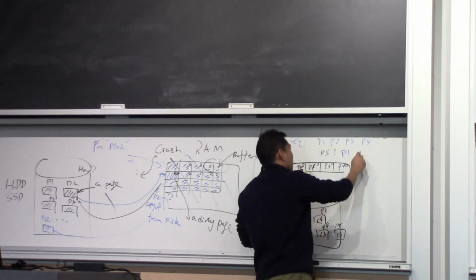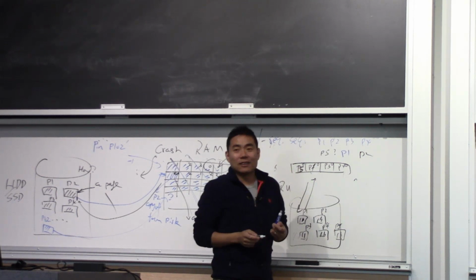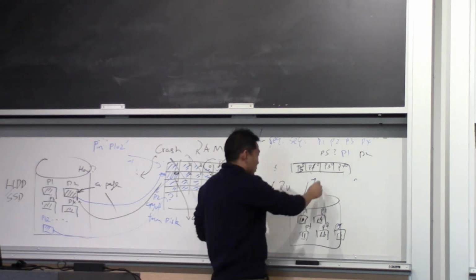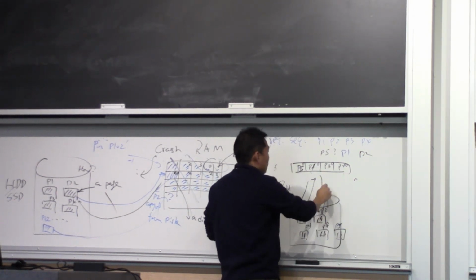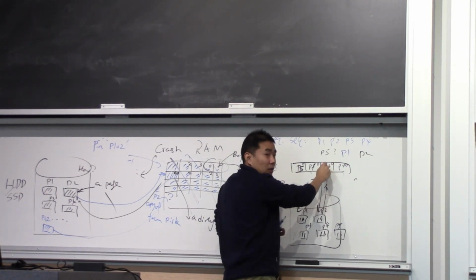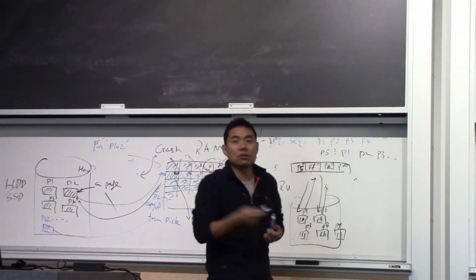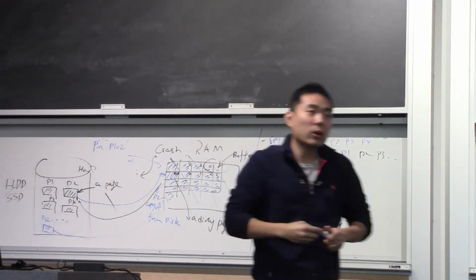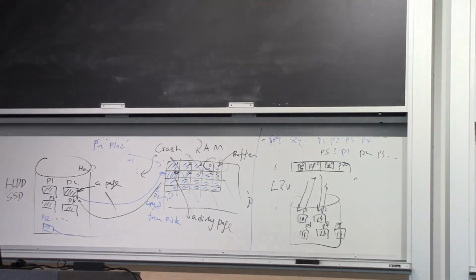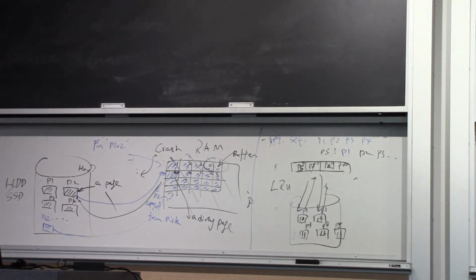I say I'm going to ask for P2. What happens? Now you have to go fetch P2, and you replace P3. And I'm going to request P3. Now I don't have to continue, right? You see exactly what happened, right? You are doing the worst possible move from your perspective. You are replacing the page that somebody is going to ask for immediately after you have replaced it from the buffer. So that's the problem with LRU.